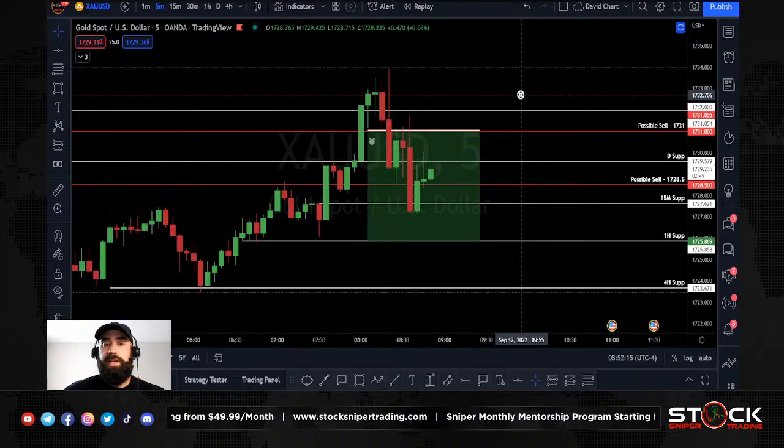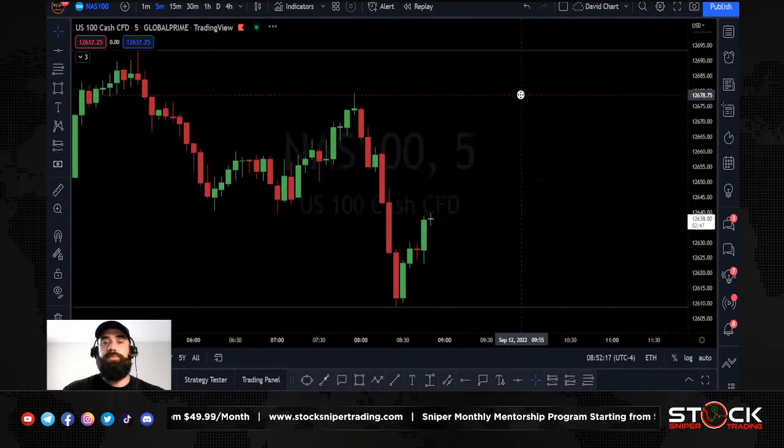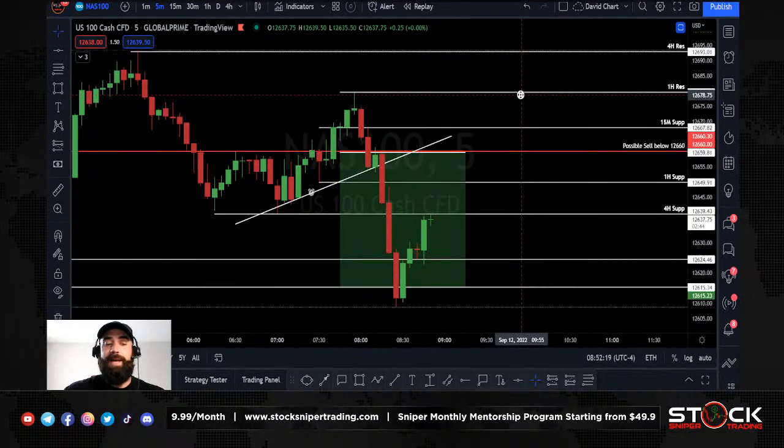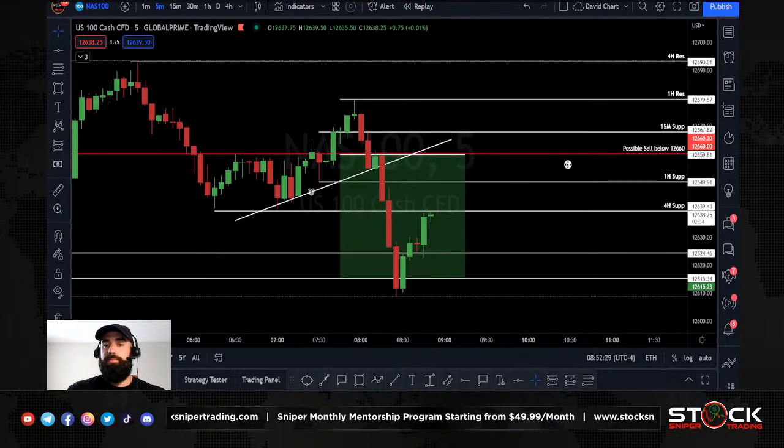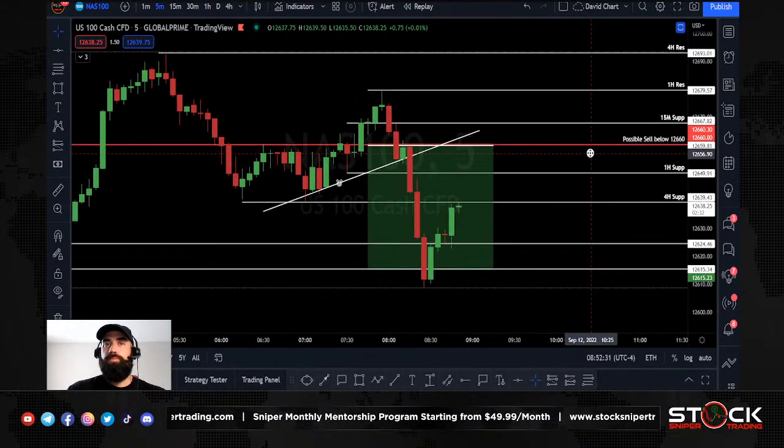Let's take a look at NASDAQ here for a second. NASDAQ is tapping that 4-hour. Okay, so let's just monitor this for a little bit.